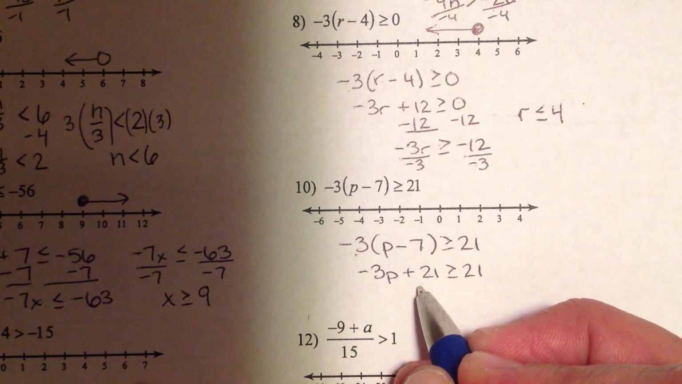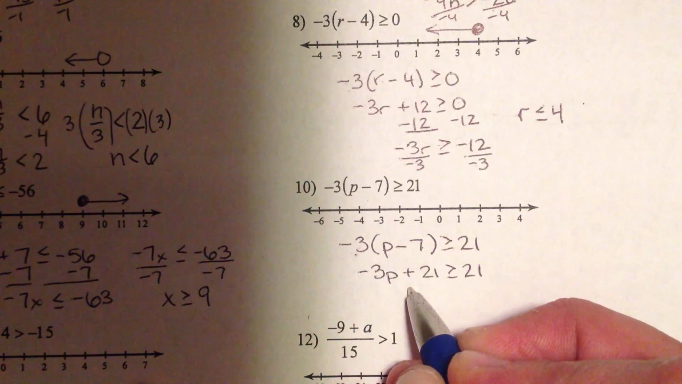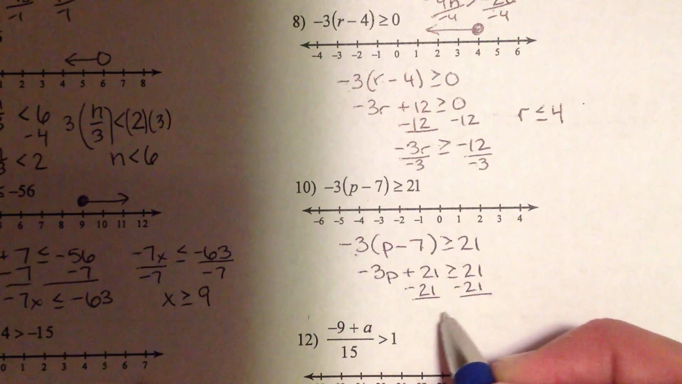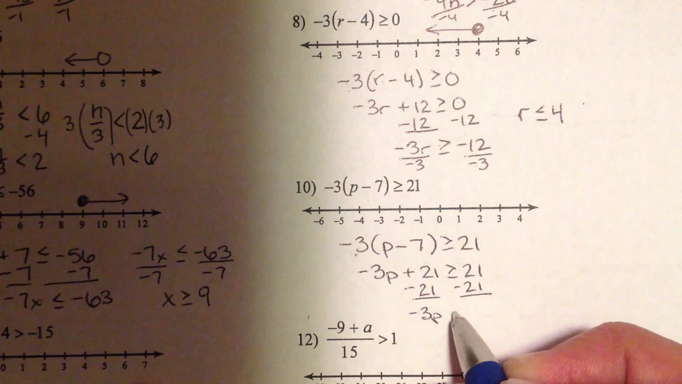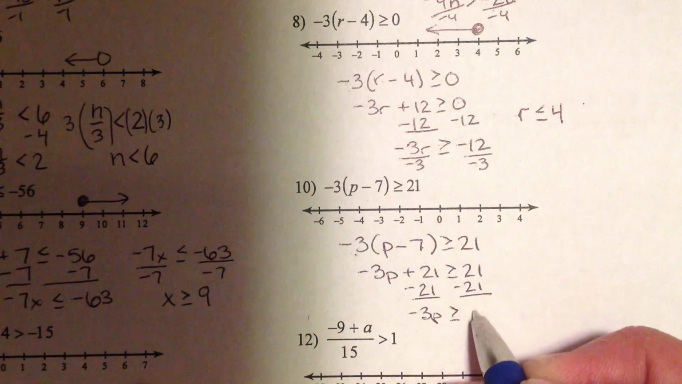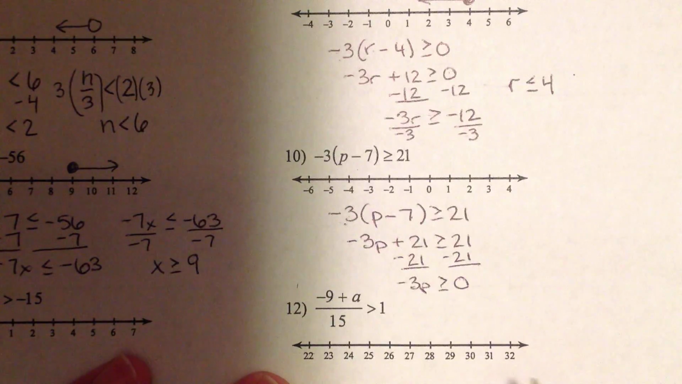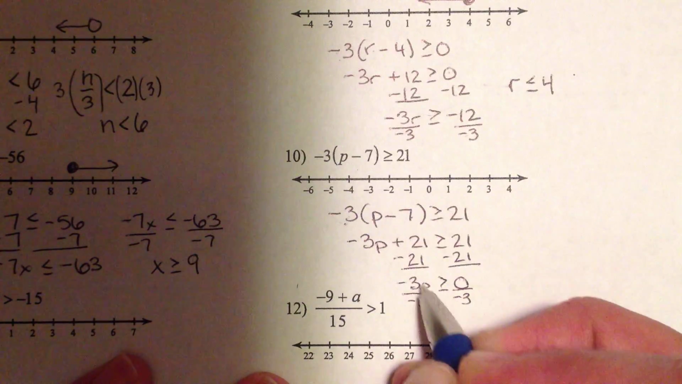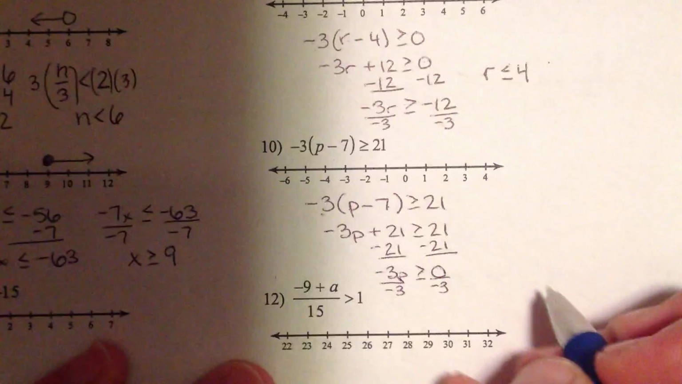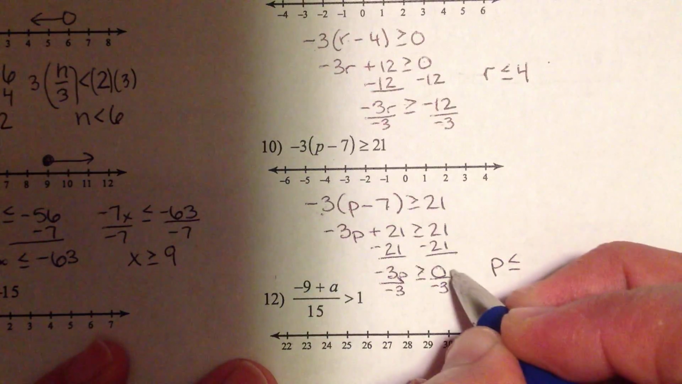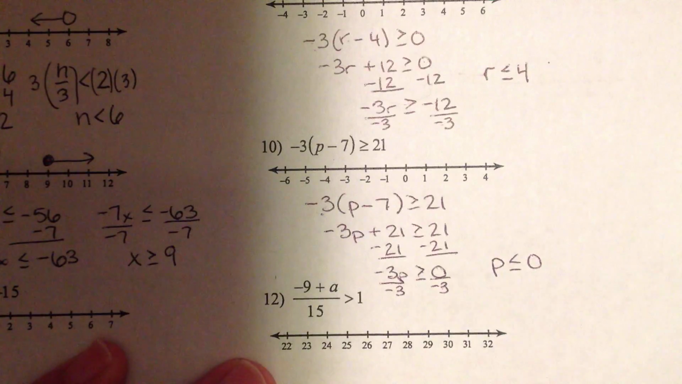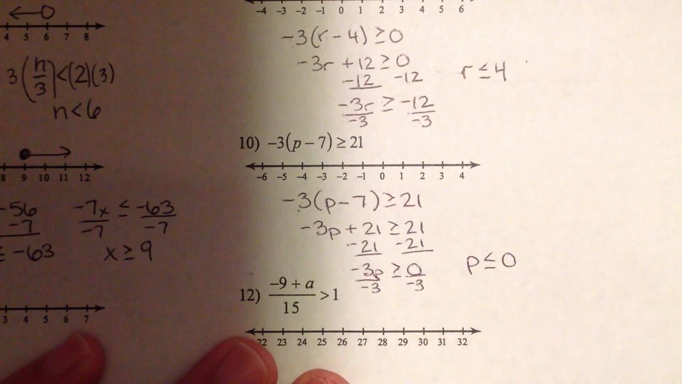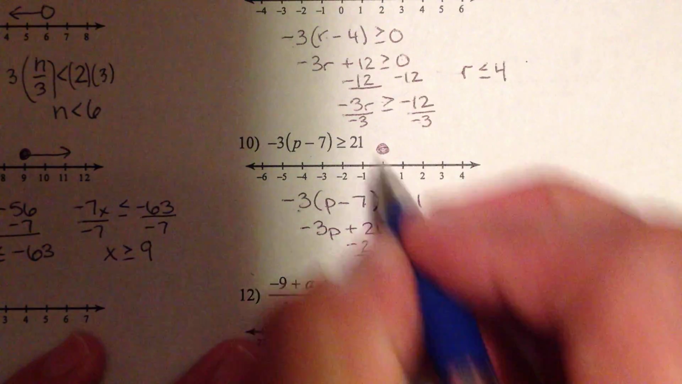I have to get rid of adding or subtracting first, so I do the inverse of adding 21, which is subtract 21 from both sides, leaving me with negative 3p on this side, greater than or equal to 21 minus 21 is 0. Again, I have to get rid of the negative 3, and I do that by division. When I divide by negative 3, I have to flip the inequality. So I have p is now less than or equal to 0 divided by negative 3 is still 0. I have less than or equal to, that means I have a closed circle at 0. And since it's less than, I head to the left.